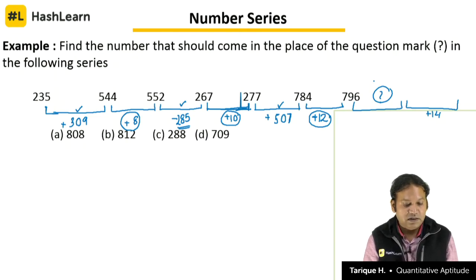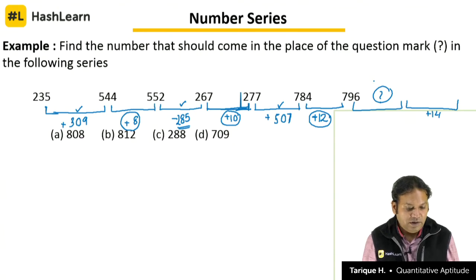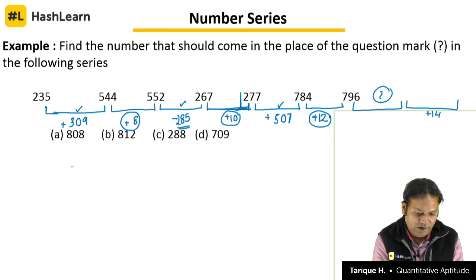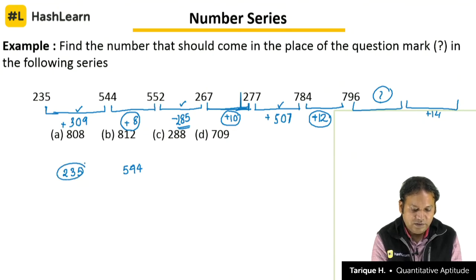Careful observation is definitely important, without which you cannot solve questions like the one you see on the screen right now. Try to figure out what the link can be between 235 and 544. What is the link? You see, if 235 is reversed, what do we do? We reverse it.